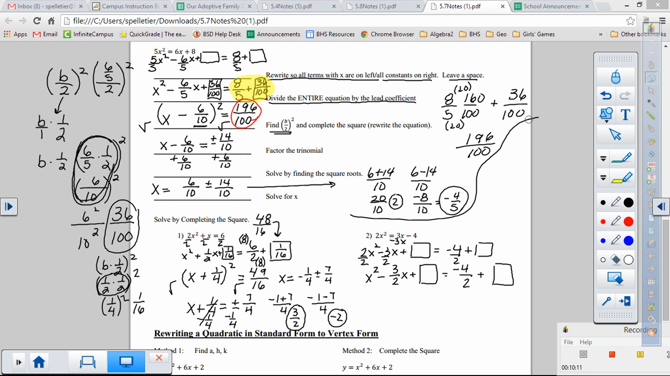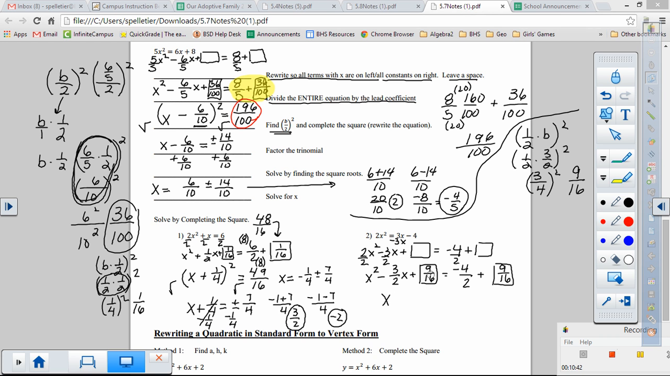All right, half of the middle term. I'm going to come up here where I have a little room. Half of b squared. So I need to do 1/2 of 3/2 squared. Multiply across the top, multiply across the bottom, and then square it. 3 times 3 is 9. 4 times 4 is 16. So I'm adding 9/16 to both sides of the equation.